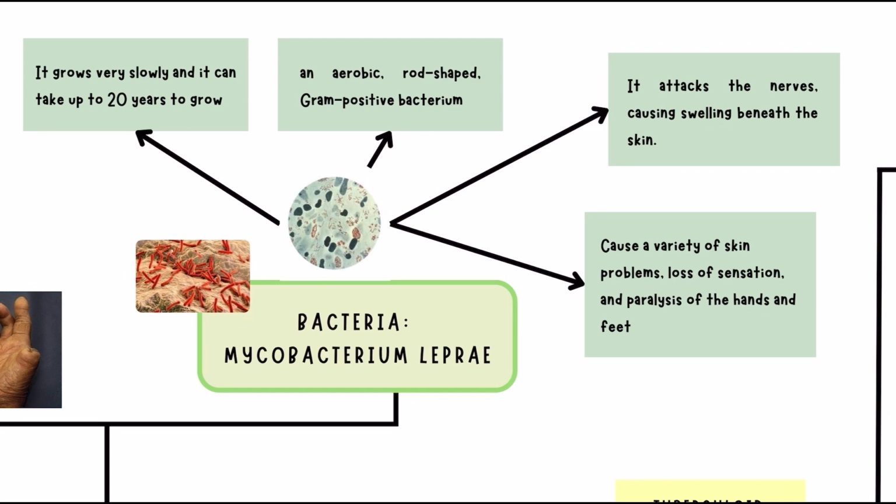The bacteria involved, Mycobacterium leprae, grows very slowly and it can take up to 20 years to grow. It is an aerobic, rod-shaped, gram-positive bacterium. It attacks the nerves, causing swelling beneath the skin. The invading bacterium readily causes a variety of skin problems, loss of sensation, and paralysis of the hands and feet.